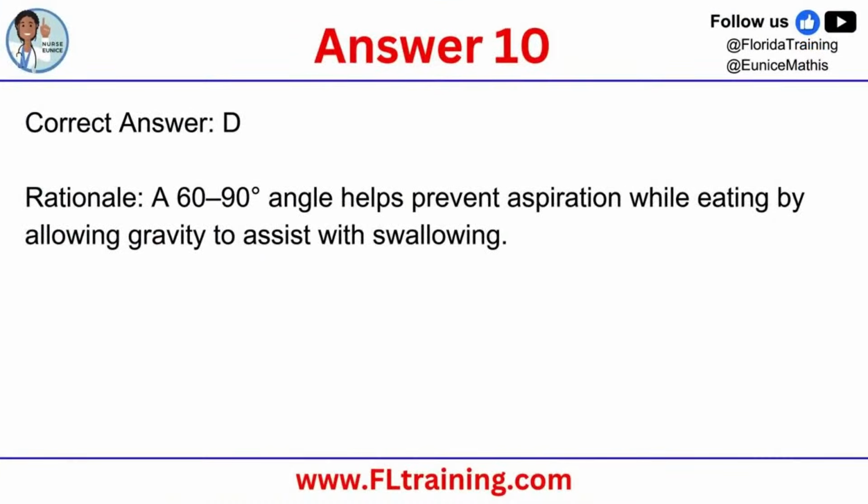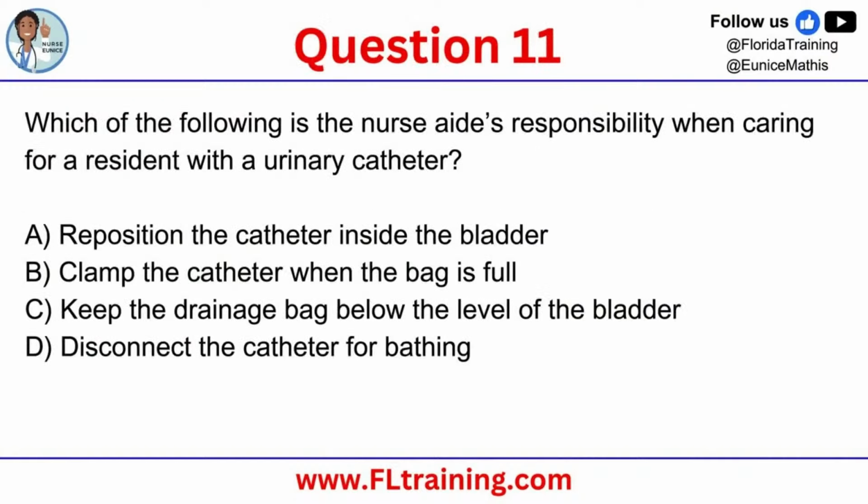Let's go to our next question, team. All right, so question number 11. Which of the following is the nurse aide's responsibility when caring for a resident with a urinary catheter? What's a urinary catheter? It's that thin, flexible tube that we the nurses insert through the urethra, and it drains the bladder. So if your patient has a catheter, you did not insert it, but you are responsible for doing one of these. Would it be A, reposition the catheter inside the bladder, B, clamp the catheter when the bag is full, C, keep the drainage bag below the level of the bladder, or D, disconnect the catheter for bathing?